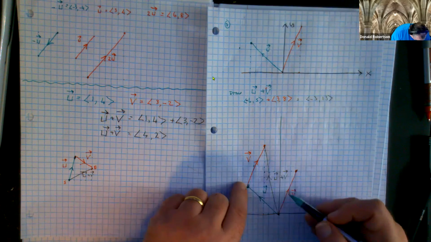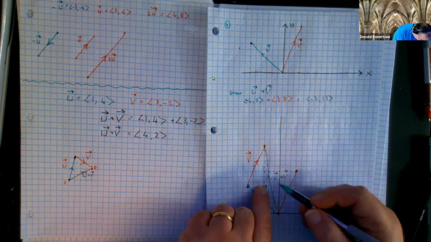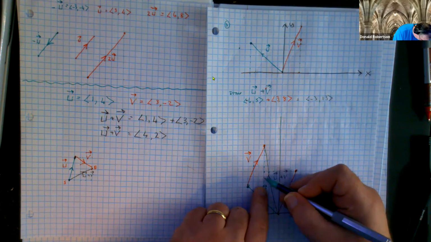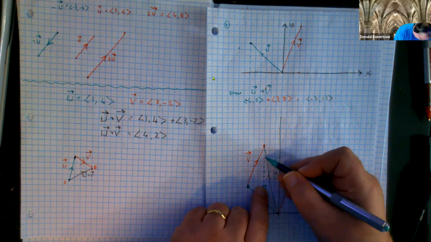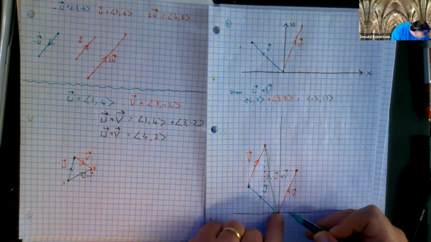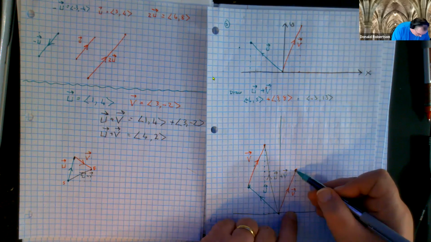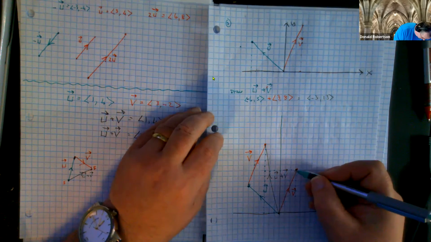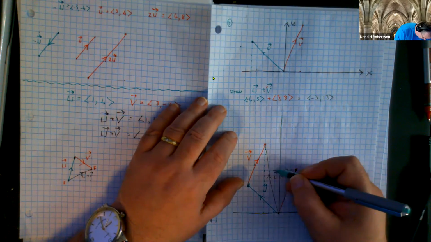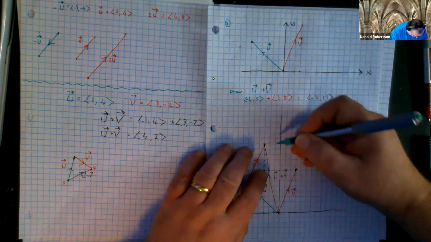I may have done my boxes wrong. 1, 2, 3, that's good. And 1, 2, 3, 4, 5, 6, 7, 8. No, that's good. So check this one. 1, 2, 3. 1, 2, 3, 4, 5, 6, 7, 8. Okay. And then 6 along. 1, 2, 3, 4, 5, 6, and then 5 up. 1, 2, 3, 4, 5.